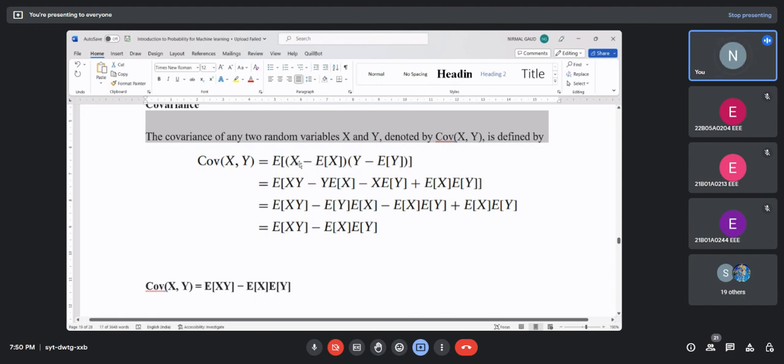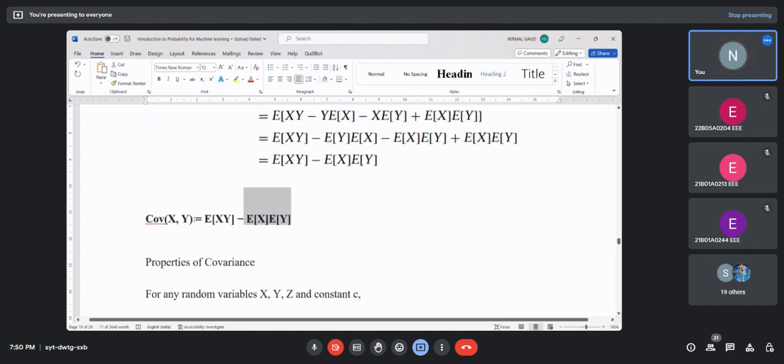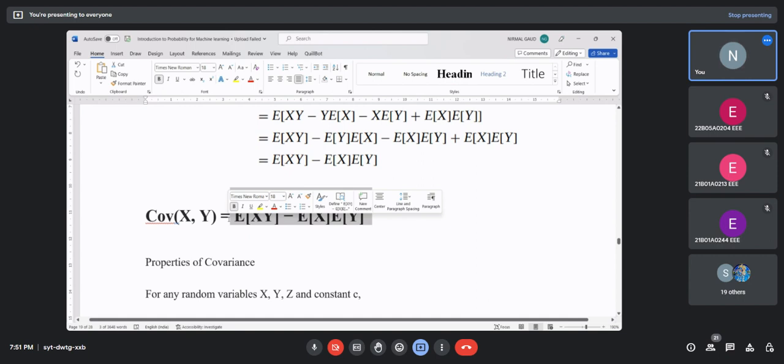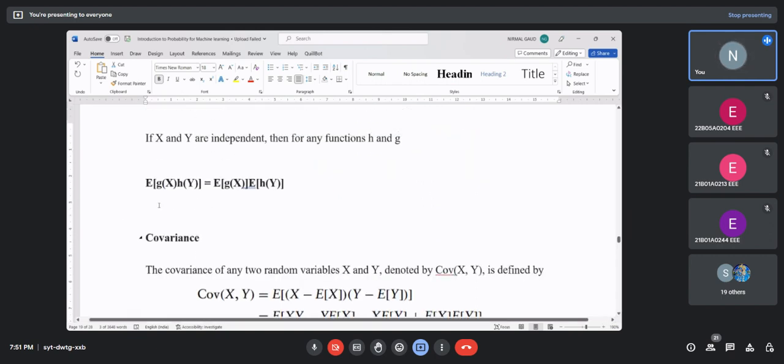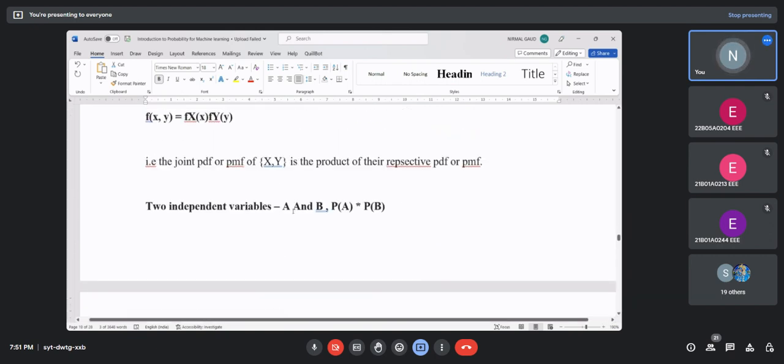What I have written here is x minus E[x], y minus E[y]. And at the last, if it's possible, it will be great if you remember the formula I'm getting: covariance of xy is E[xy] minus E[x] into E[y], that means individual multiplication. Remember, if two events A and B are independent of each other, the joint probability is P(A) into P(B).